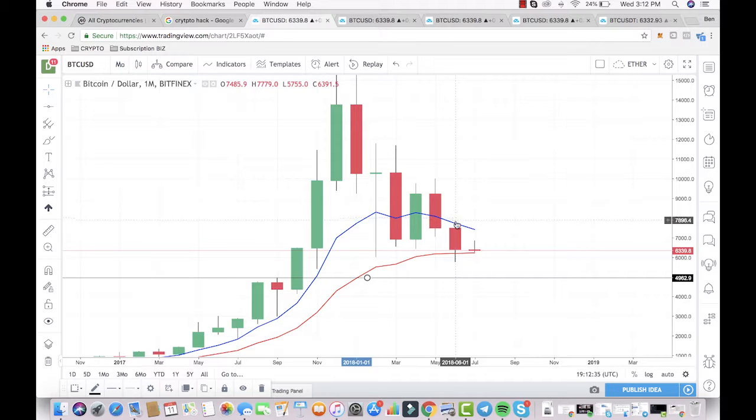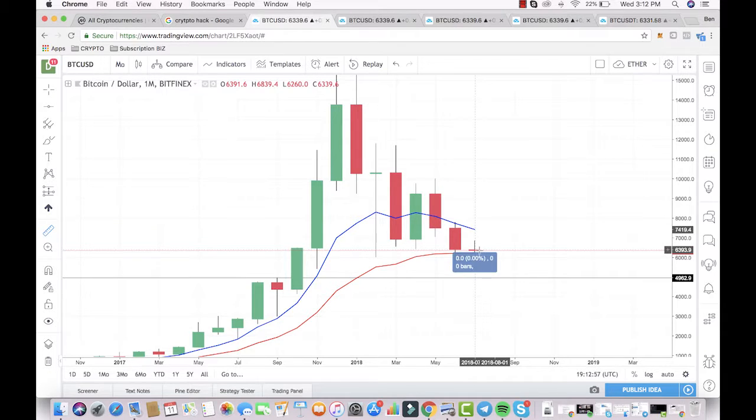Okay, so look at the size of this candle here. What if we can get another candle this size right here? Where would that leave us? Let's just look at the body of the candle and start there. The body of the candle is about $1,000. So let's see what would happen if we just leave the wick out and do a $1,000 body.